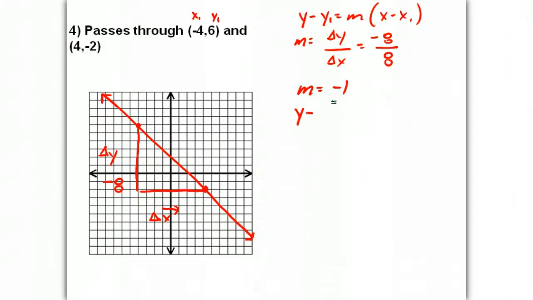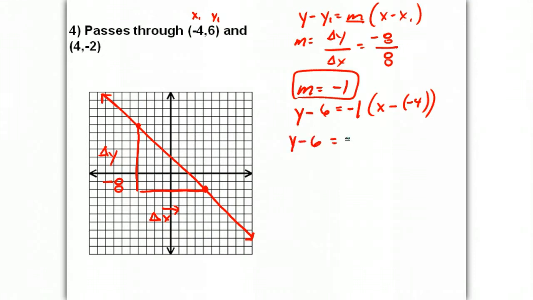So y minus, okay, y1 is 6, is equal to, I've got my slope now, so I'm going to plug that in for slope, negative 1, and then x minus, and my x1 was minus 4. Okay, so that's our equation. Let's simplify that a little bit. y minus 6 is equal to minus 1 times, and here I'm going to have 2 minuses, so that's going to give me x plus 4.